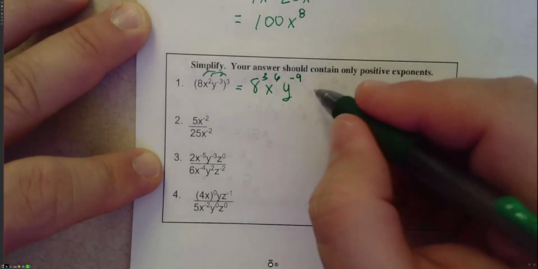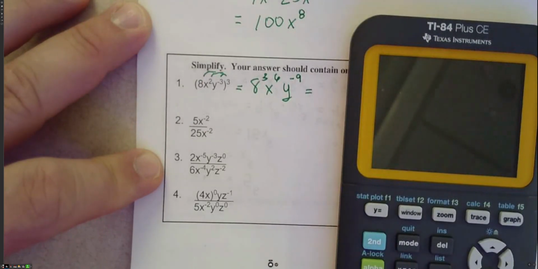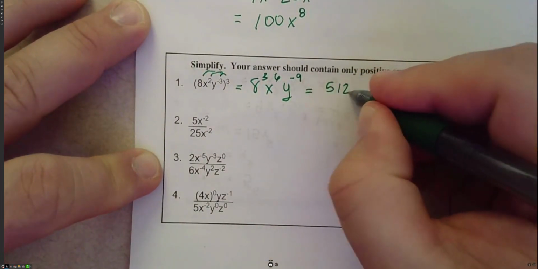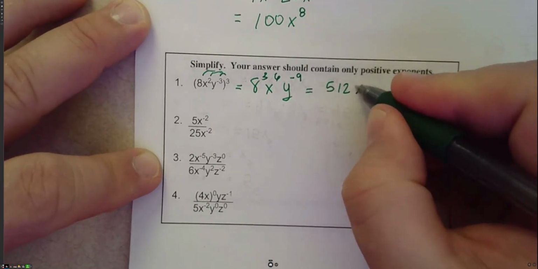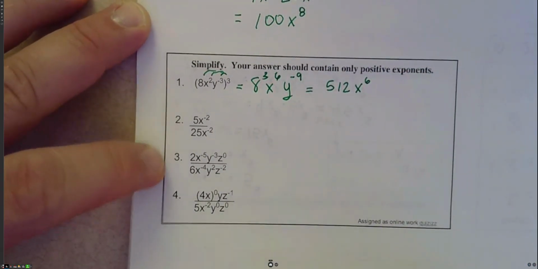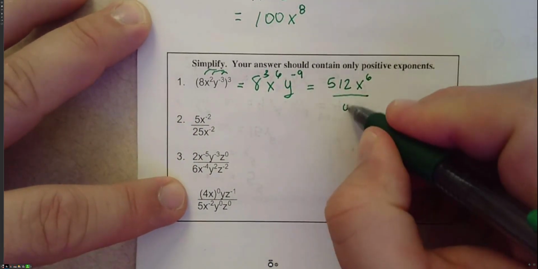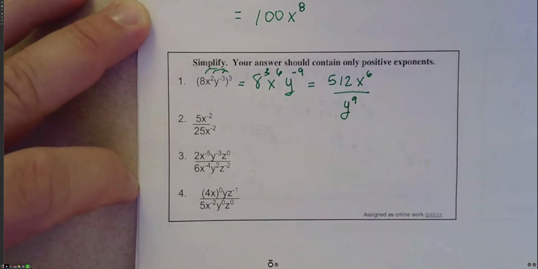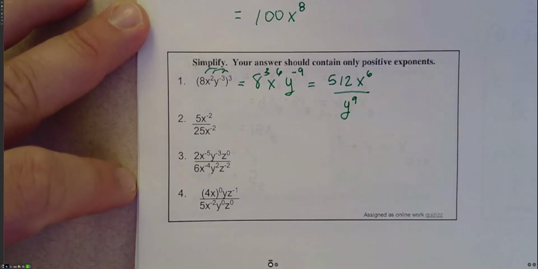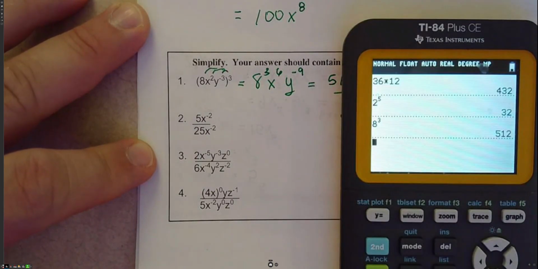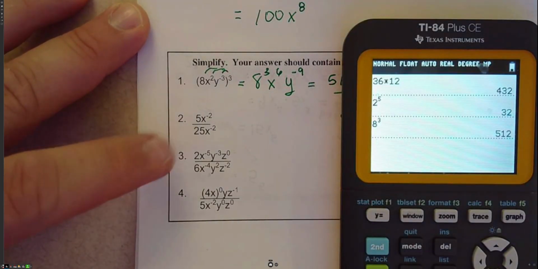You put that on. We're going to clean up by saying, okay, 8 to the 3rd is 512. X to the 6th is not being affected by any other x. Y to the -9, what do we need to do with that? Move it downstairs. Is it 12 or 21? She said 21 before. Oh, I'm sorry, 512. My bad.